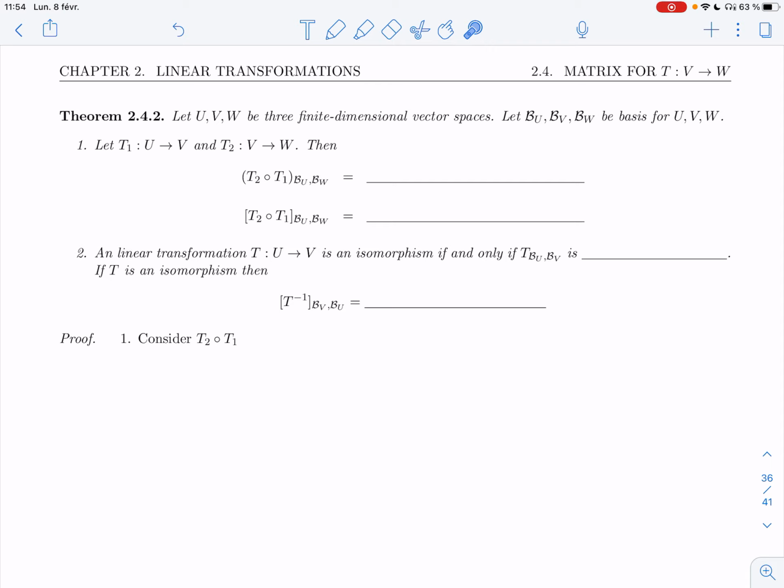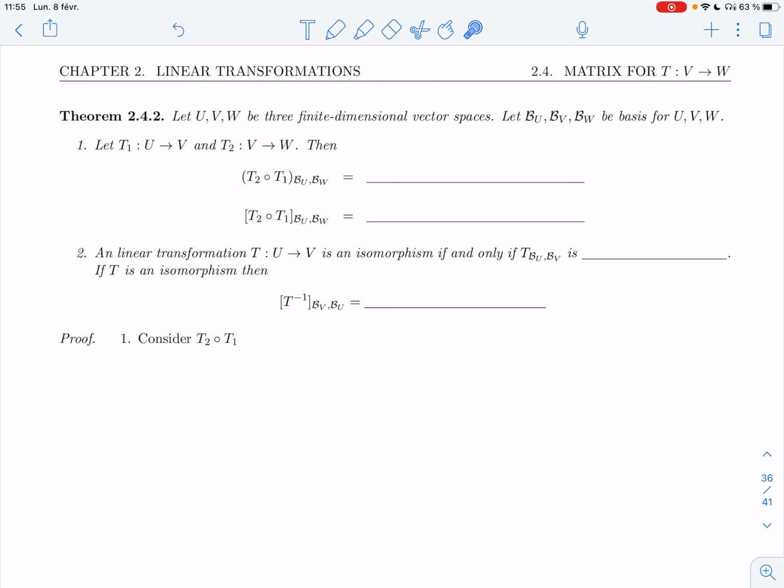All right, so let's say I have three finite dimensional vector spaces, U, V, and W. And let's say I have a basis, BU for U, BV for V, and BW for W. If I have two maps, one from U to V, one from V to W, then I can compose them. And I can ask what the matrix of that composition is.